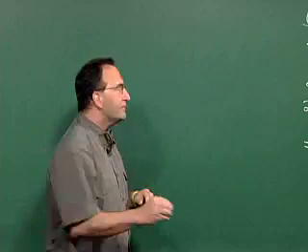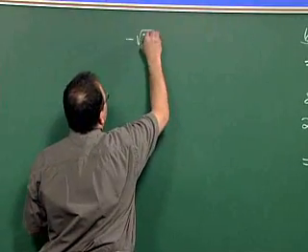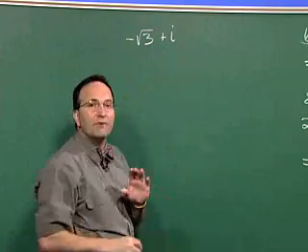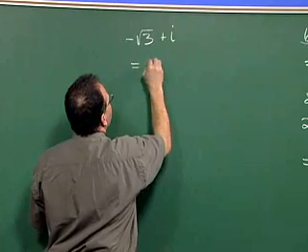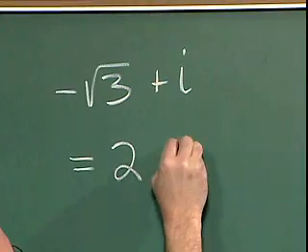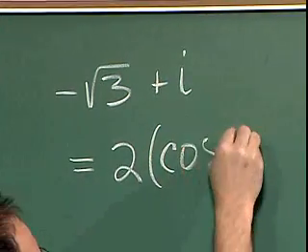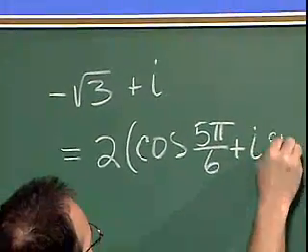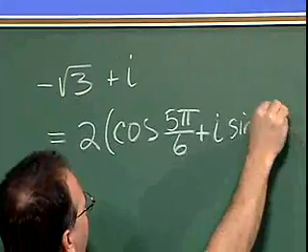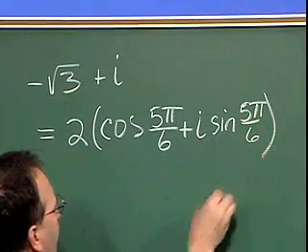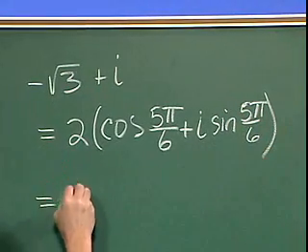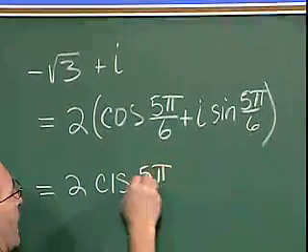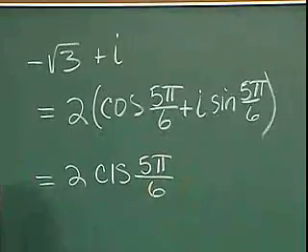So negative the square root of 3 plus i converted to polar form would be 2 times the cosine 5 pi over 6 plus i sine 5 pi over 6. And in the abbreviated form, it would be 2 cis 5 pi over 6.